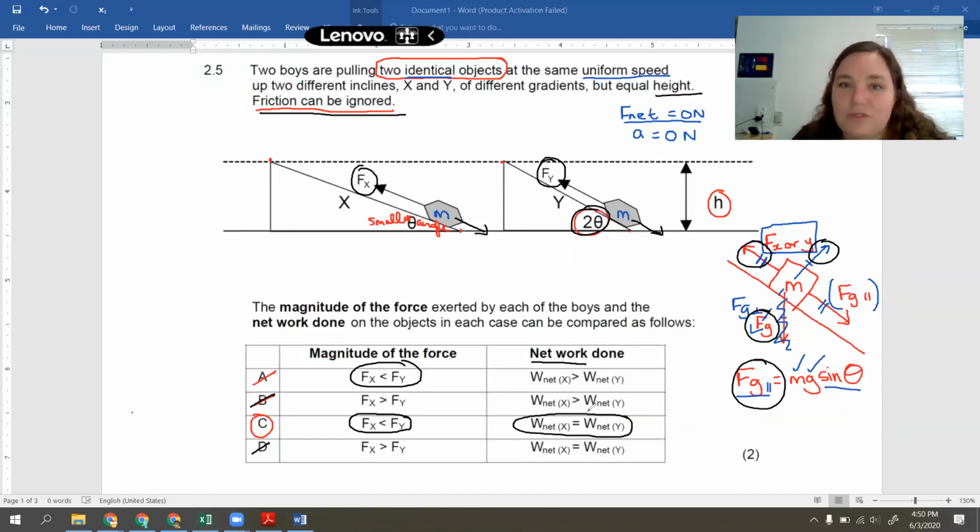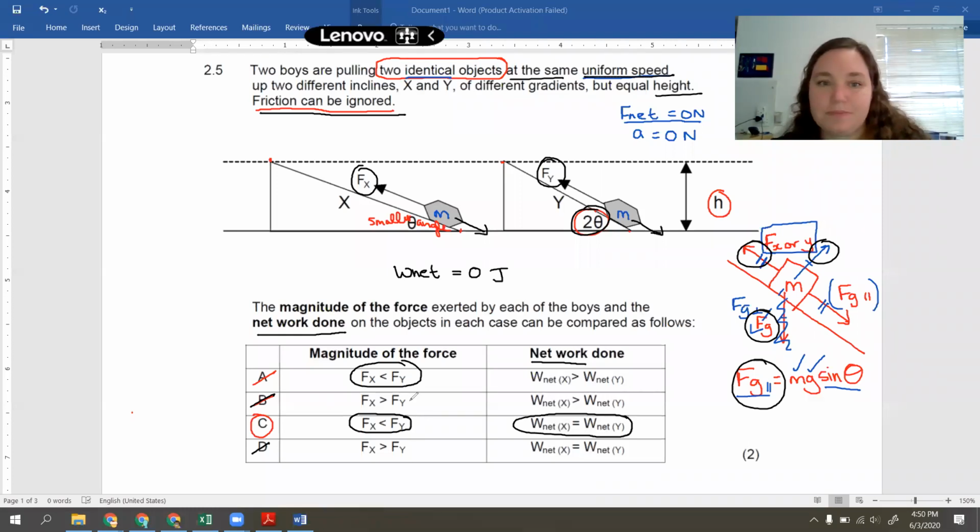The other thing that you could have done is we've been told that they are pulling at the same uniform speed, which means that in both cases, the net work done is zero. Okay, so you could have thought about it in terms of either the height and the change in gravitational potential energy, or you could have thought about it directly in terms of the net work being done and what it was. Okay, I hope that that makes good sense to everybody and is clear.